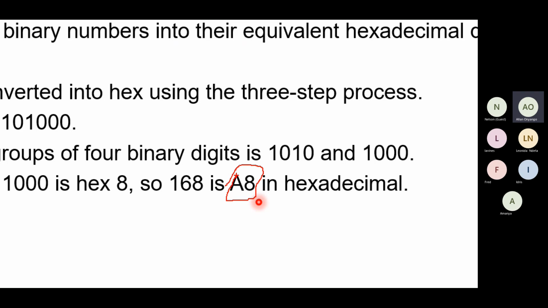So look at that sequence. You're given 168. You write it into the long binary of 128, 64, 32, 16, 8, 4, 2, 1. Then you subdivide them into two groups. And then now use 8, 4, 2, 1 to get the specific hexadecimals and then put them together, we get A8. That is how we do that. Very simple.